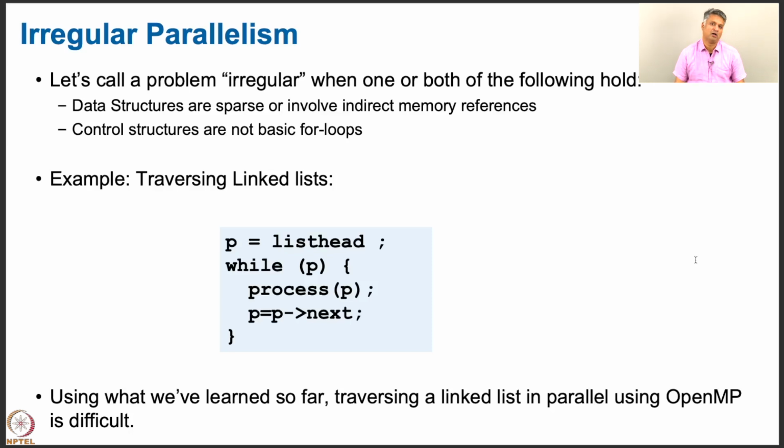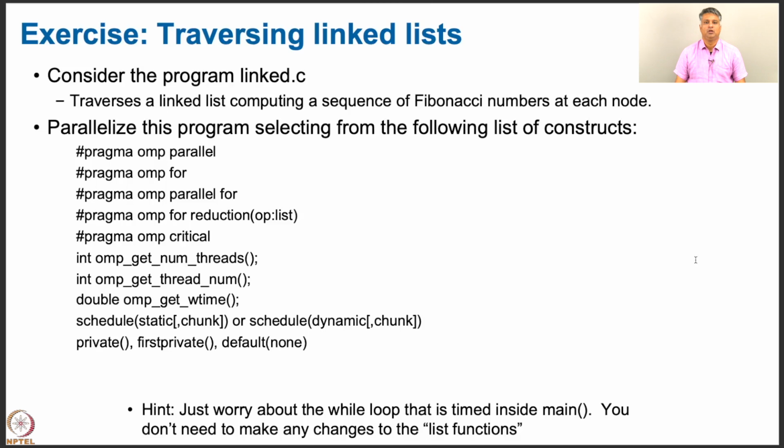We cannot neatly parallelize it using for loops. So this is an example of irregular parallelism, and this makes life hard in the OpenMP world. So how can we go about doing this?